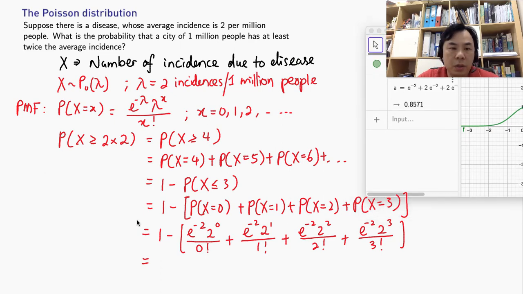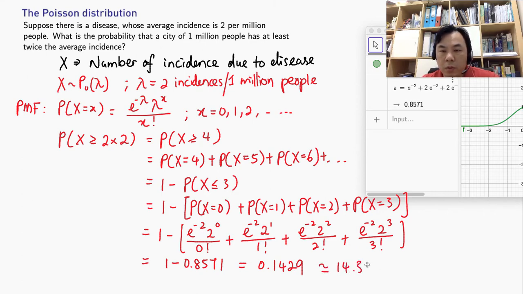So in this case, I can conclude my answer as 1 minus 0.8571, which is the same as 0.1429, or approximately 14.3 percent. So 14.3% of the time, we will have at least twice the average incidence occur in these populations. Now, I hope that gives you a good recap on how to apply Poisson distributions.